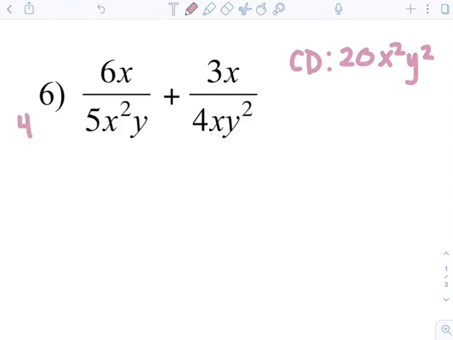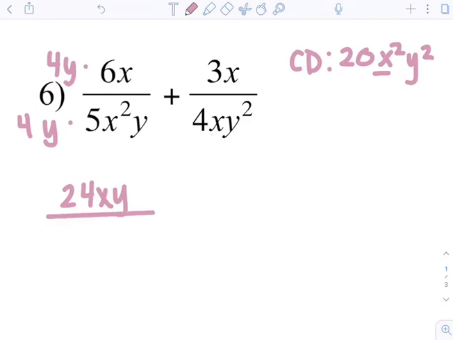Okay, so ask yourself, what can I multiply 5 by to make it 20? Well, that's 4. This already matches the x squared here, so you don't need to change that. But I do need y to become y squared, so I'm going to multiply by a y. Okay, so in the numerator I get 24xy. In the denominator, I just created my common denominator of 20x squared y squared.